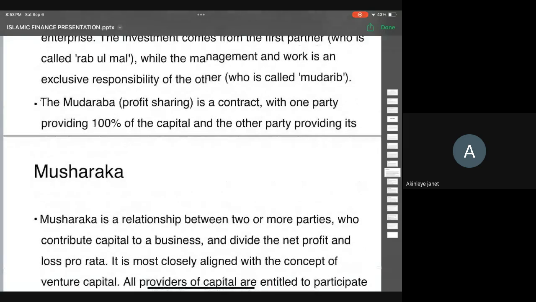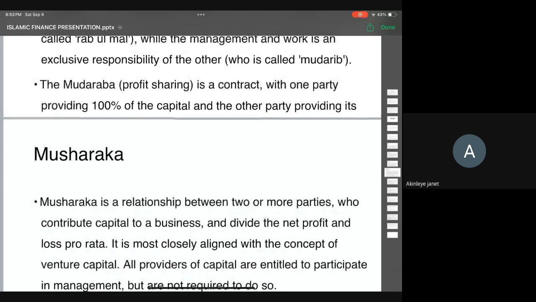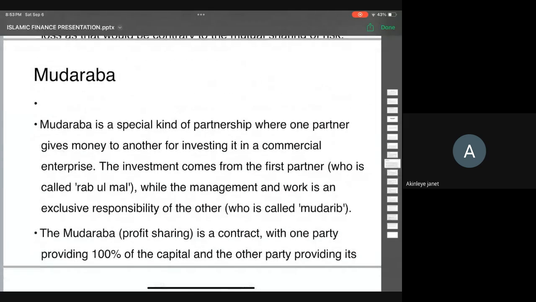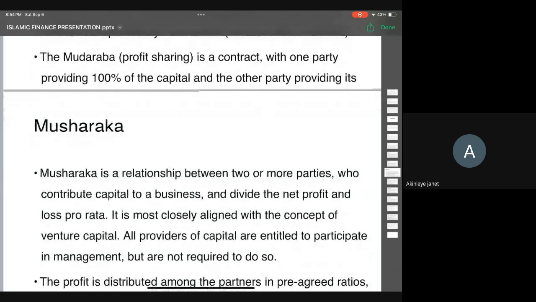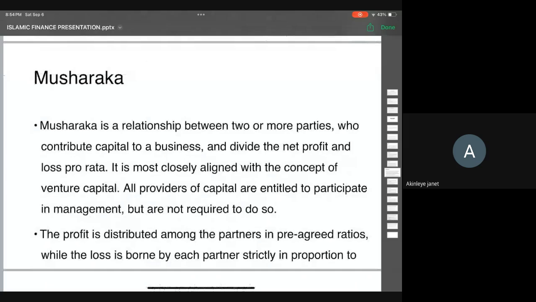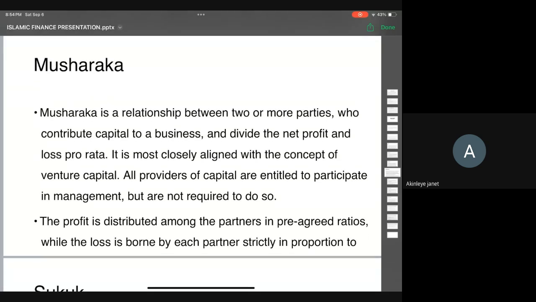Musharaka is a kind of partnership. Those Islamic finance terms are what we are used to, what we've read before. But this time, we were advised to provide acronyms so that we'll be able to get acquainted with those words, so that we'll not be mixing them together. Musharaka is a relationship between two or more parties who contribute capital to the business and divide the net profits and loss pro rata. It mostly goes hand in hand with concepts of venture capital.